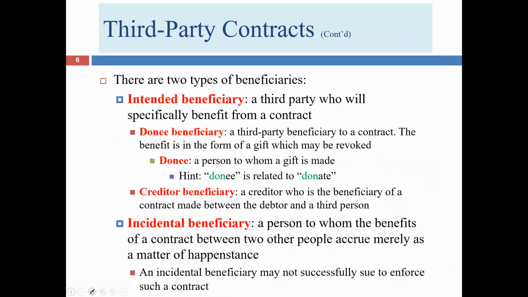Okay, so now we're going to divide up the world of beneficiaries into two categories, intended and incidental beneficiaries. Let's first of all focus on the intended beneficiaries. We can tell kind of by the initial word where we're going. An intended beneficiary is a beneficiary who is intended to benefit, right? And of course, who's intending it? Well, the parties to the contract. So an intended beneficiary is a third party who will specifically benefit from the contract.